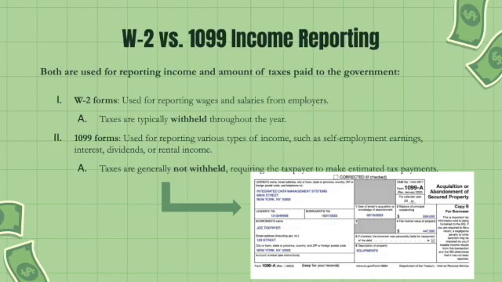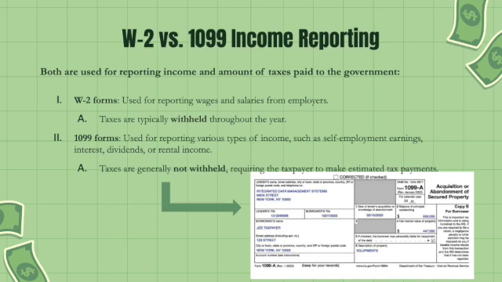Next up, W-2 versus 1099 income reporting. Both forms are used for reporting income and the amount of taxes paid to the government. A W-2 form is used for reporting wages and salaries from employers. Taxes are typically withheld throughout the year. So your average 9-to-5 worker is going to be filling out W-2 forms when tax season comes around, and they will have money withheld from their paycheck throughout the year that estimates how much they owe in taxes. And then after filing these forms, they can get some money back if too much money was withheld.